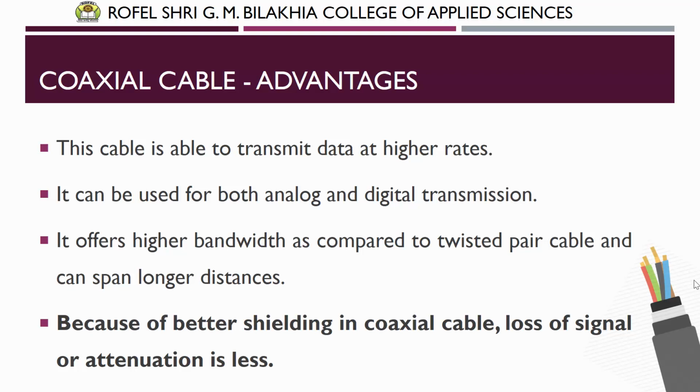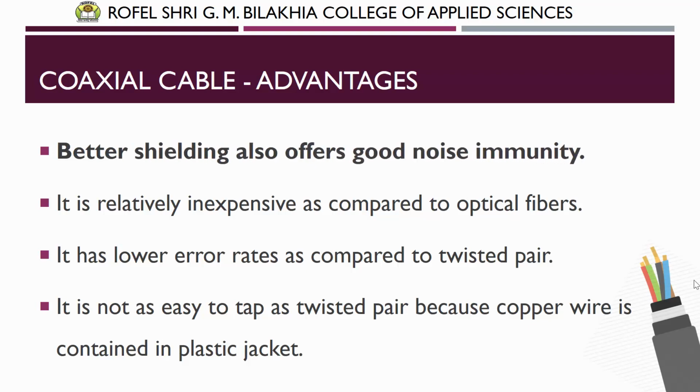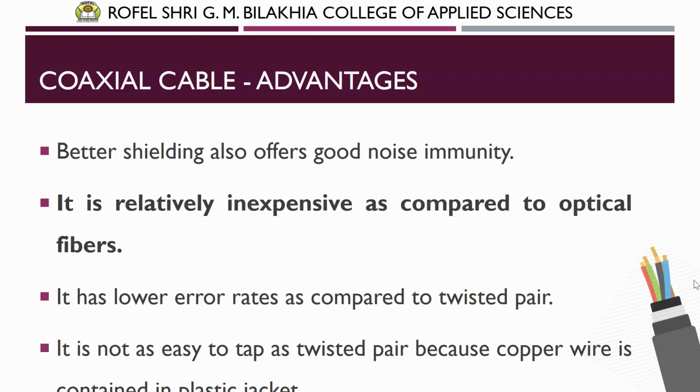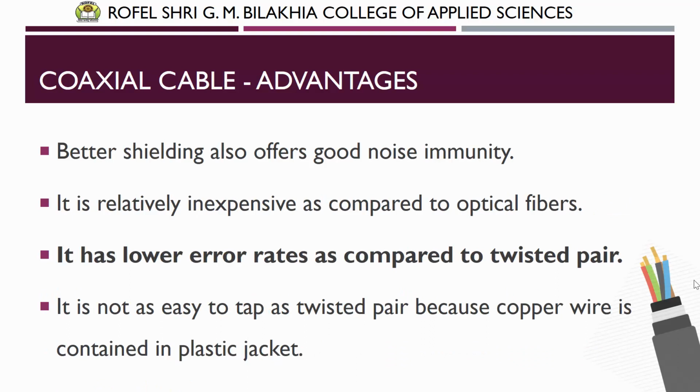Signal loss जो है वो नहीं होता है, right? Now better shielding also offers good noise immunity, right? उसमें cross talk और other noise जो है वो involved नहीं होगा because of better shielding. And the next one is it is relatively inexpensive compared to optical fiber, right? Next, it has a lower error rate compared to twisted pair cable. As compared to twisted pair cable जो है error जो है उसमें कम आएगी.